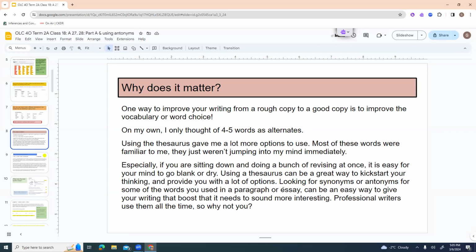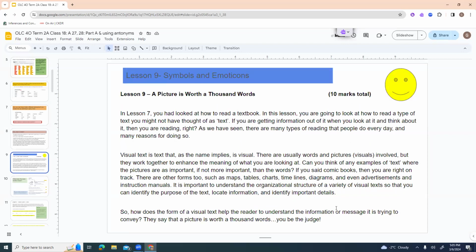And then using a thesaurus can be a great way to kickstart your thinking and provide you with a lot of options. Looking for synonyms or antonyms for some of the words you use in a paragraph or essay can be an easy way to give your writing the boost it needs to sound more interesting. And professional writers use them all the time. So why not you?